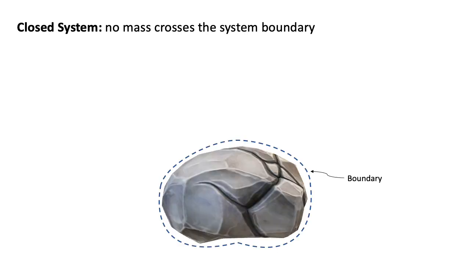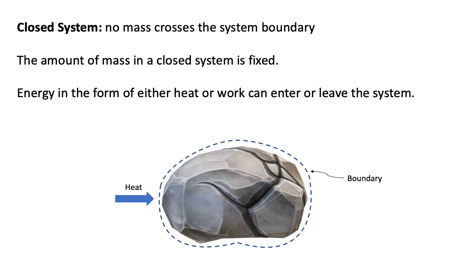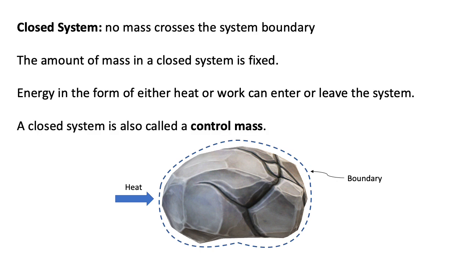A closed system is one in which the mass of the system is constant. So an example is a rock. Once we draw a boundary around it, the mass inside the system does not change. However, energy can cross the system boundary. For example, we could heat the rock. A closed system is also called a controlled mass, and we shall use the two terms interchangeably.